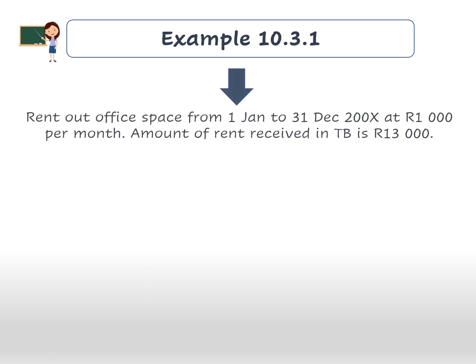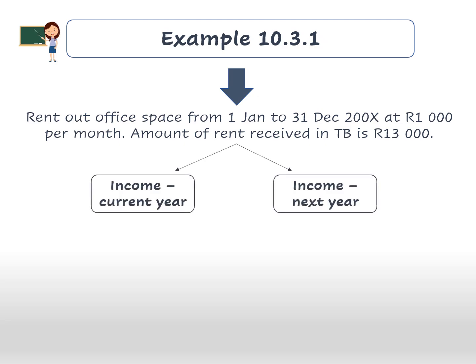The entity rented out office space from 1 January to 31 December 2000X at 1,000 Rand per month. And as you know, from January to December is 12 months. But the amount of the rent received that shows in the trial balance is 13,000 Rand. So now we need to look at what income belongs to the current year, what amount does not belong to the current year, that is for next year. So the current year's income is the 1,000 Rand per month times the 12 months in the current year. So it's 12,000 Rand rent income for the current year.